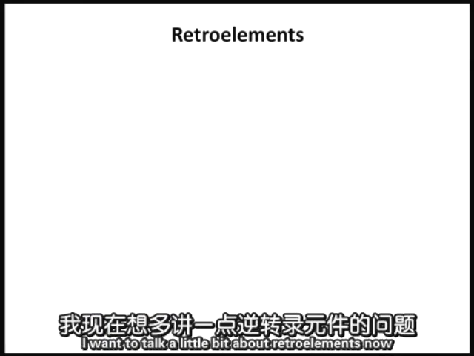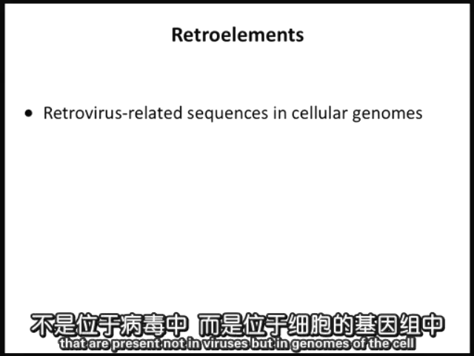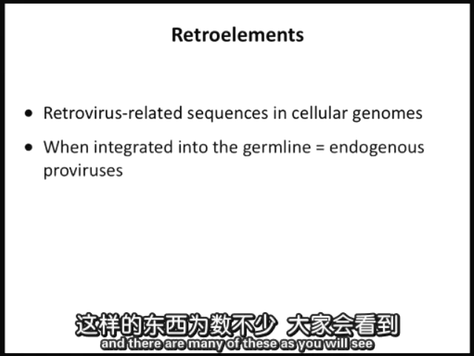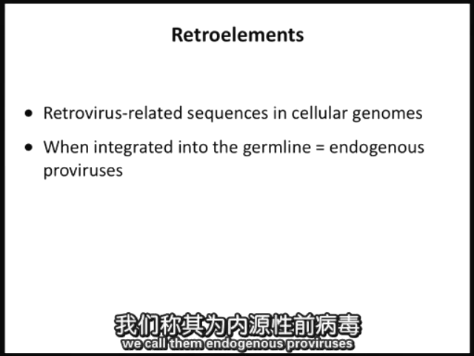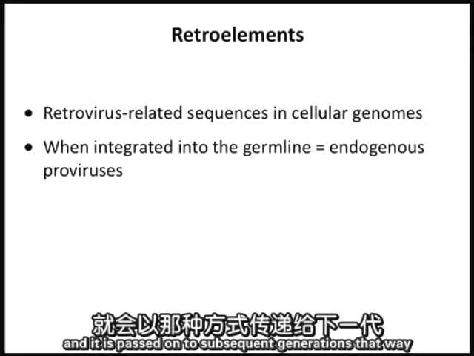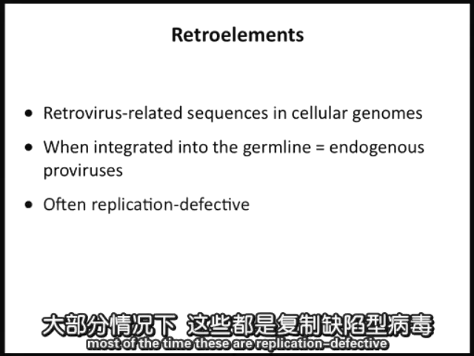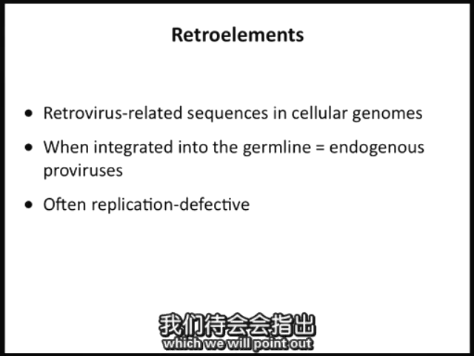I want to talk a little bit about retroelements now. These are retrovirus-related sequences that are present not in viruses, but in genomes of the cell. And there are many of these, as you will see, and when they're integrated into the germline, we call them endogenous proviruses. So in some species, the proviral DNA is actually in germ cells, and it's passed on to subsequent generations that way. Most of the time, these are replication defective. They don't replicate. There are pieces missing, or there are mutations that prevent their replication, although there are a few exceptions which I'll point out.